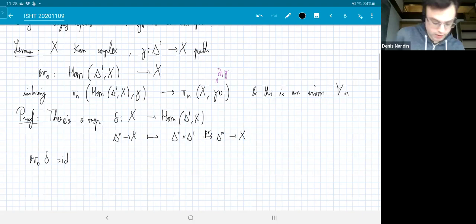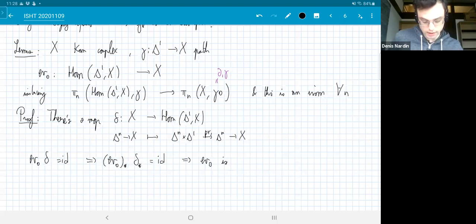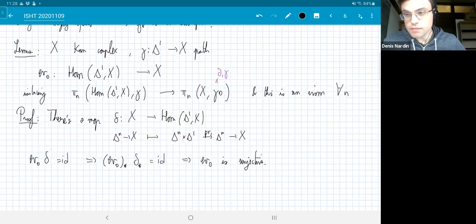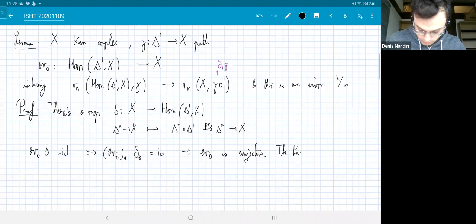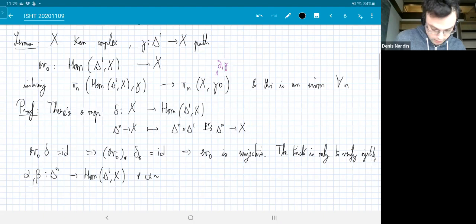And so the corresponding maps are also the identity. In particular, evaluation at zero is, which one is it? It's surjective. So the trick is only to verify injectivity. So suppose we have alpha, beta from this guy, and such that they are homotopic after evaluating at zero. So what does this mean? This means that there exists eta in X satisfying some conditions.